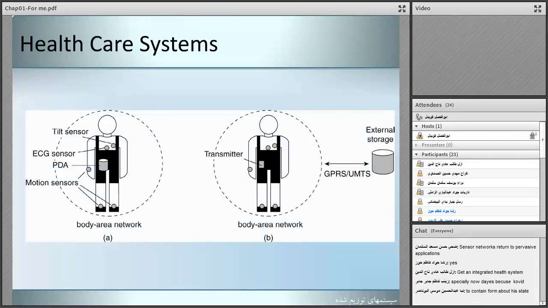No, I said what's the main goal. The main goal of using healthcare systems is that the patient can go home and do his routine jobs. There is no need to keep him in the hospital because we can monitor his health conditions when he is in his home. Got it?